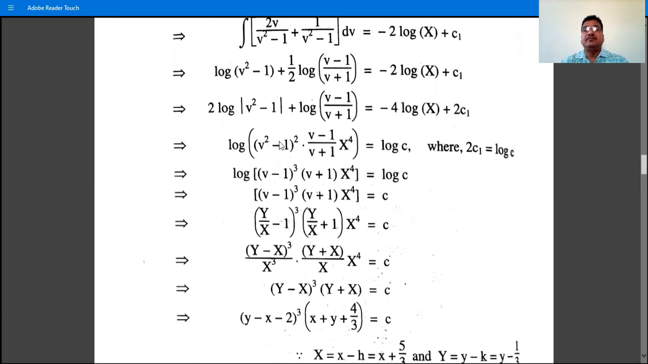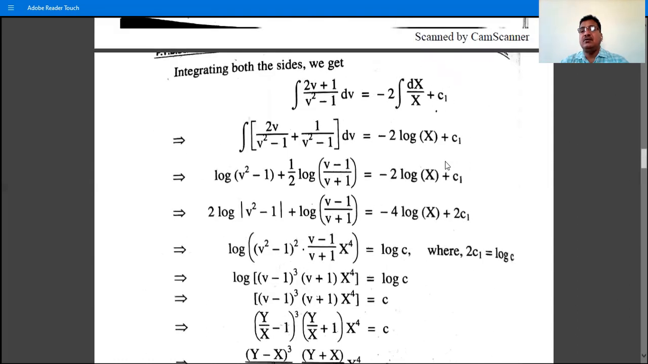We have this step. Then log, a log v square minus 1 bracket square. m log a is log a raised to m. And then apply the rule log a plus log b is log a into b. So we have log (v square minus 1) bracket square into (v minus 1)(v plus 1). And this minus 4 log x, after shifting to LHS, becomes plus 4 log x. And then now it is log x raised to 4, and therefore we have into x raised to 4, and is equal to log of c as the constant of integration.